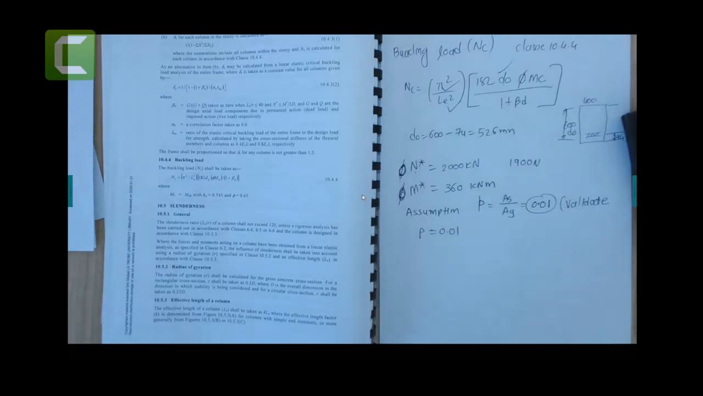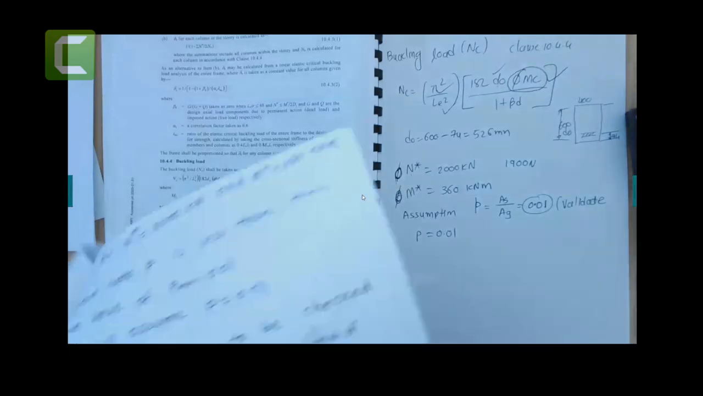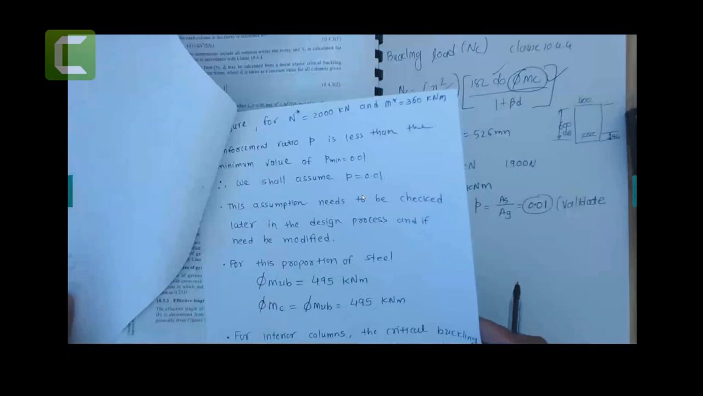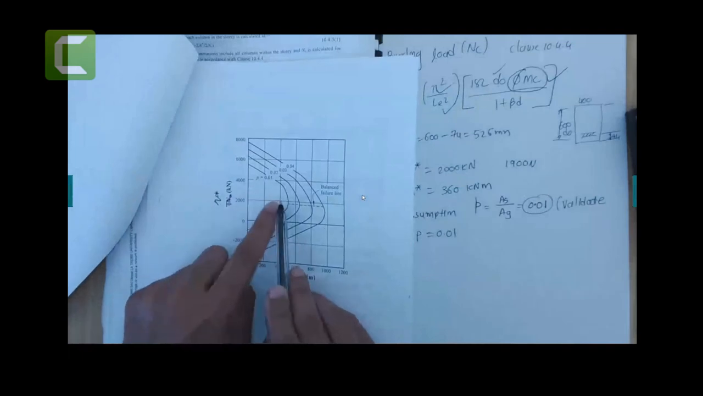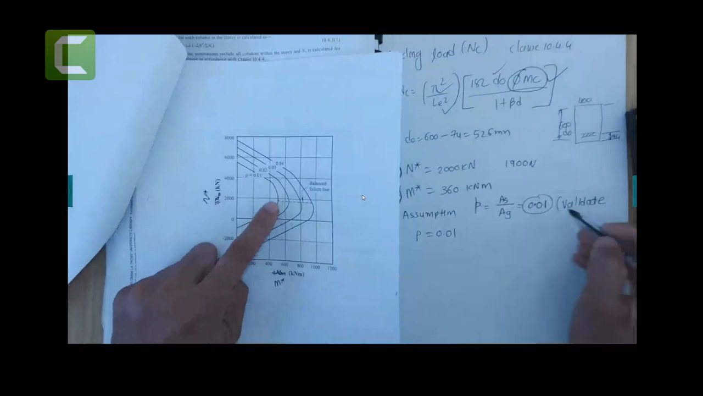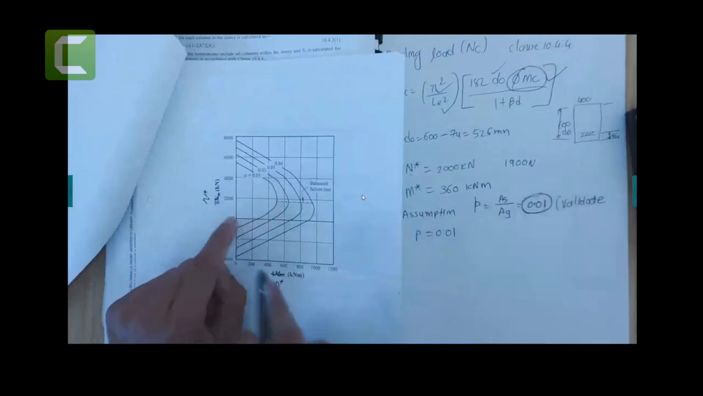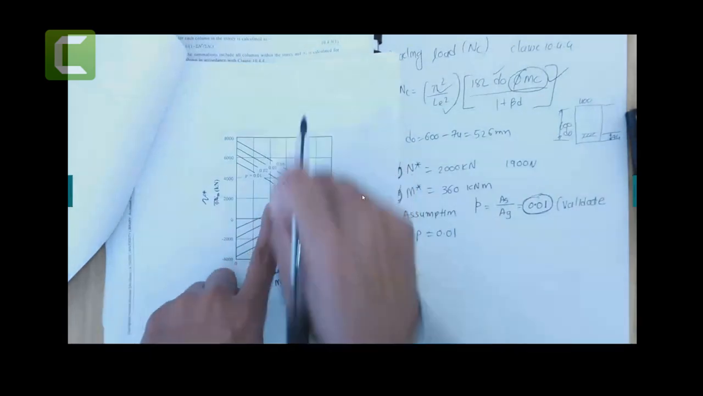So let's calculate this phi M_c value. We need to get this phi M_c from our example. Let's say you have 2000 here, and our point was here, but we can't take that point. So 0.01 is the minimum that we assume, right? 0.01 is the minimum. So 2000, and you come here, 0.01 at this particular point.